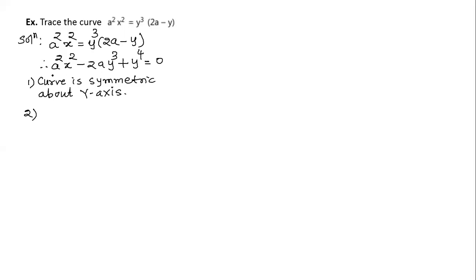Property 5 is if there is no constant term, the curve passes through origin. We can see that in every term there is either x or y, so no constant term as such. The curve passes through the origin. So I am going to have here this origin. Curve passes through origin.